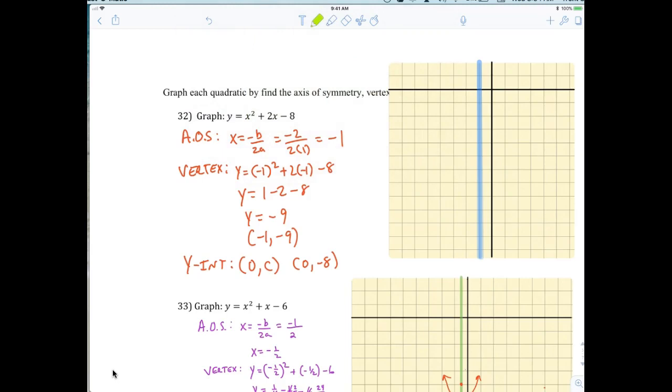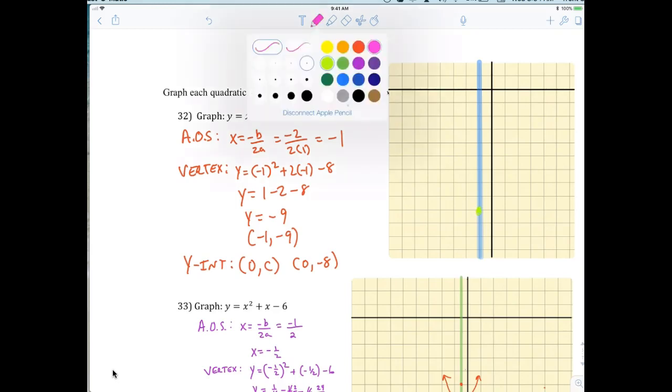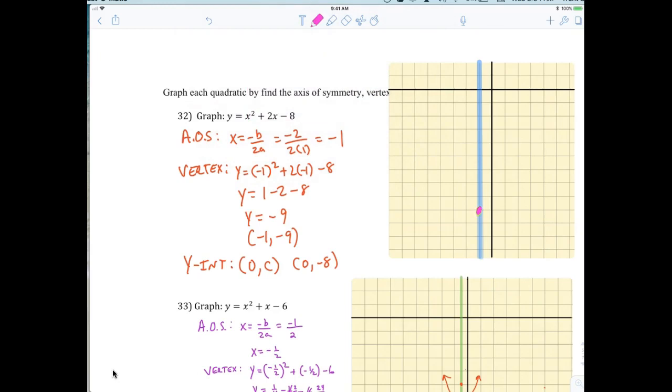One, two, three, four, five, six, 7, 8, 9. And then we graph the y-intercept 0, negative 8. Use the axis of symmetry. Anybody have any issues with that? It's the y-intercept. Look right here. Look what I'm circling. All right, that's all it is.